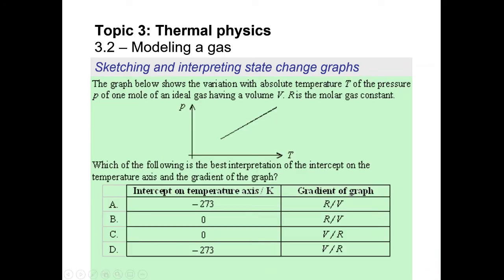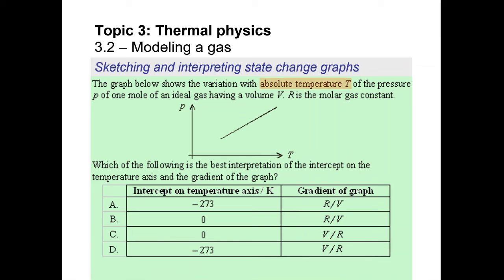Answer is A. The graph below shows the variation with the absolute temperature T of the pressure P of 1 mole of an ideal gas having a volume V. R is the molar gas constant. Which one of the following is the best interpretation of the intercept on the temperature axis and gradient of the graph?